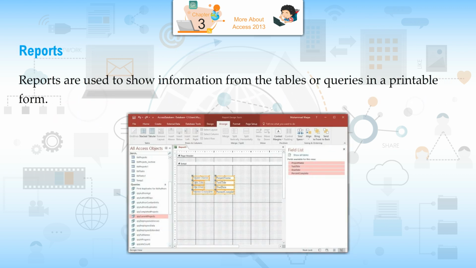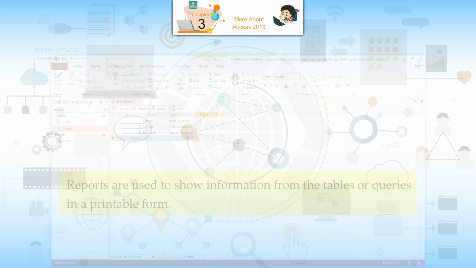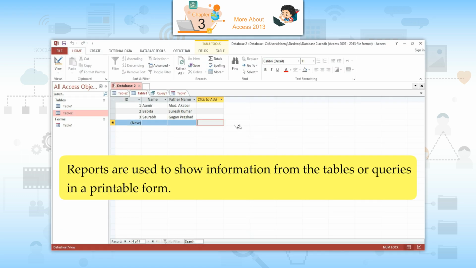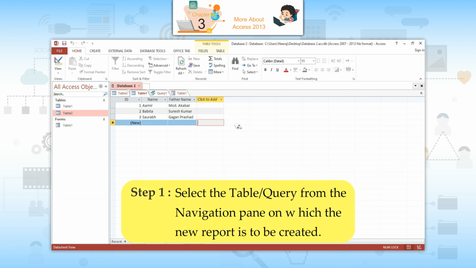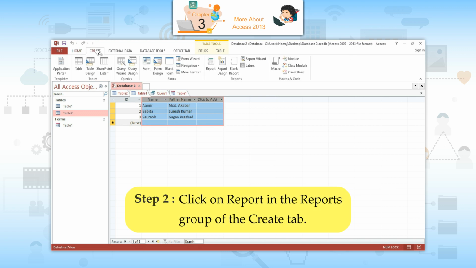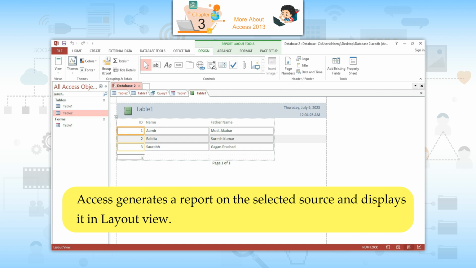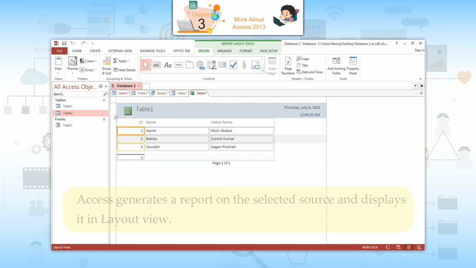Reports. Reports are used to show information from the tables or queries in a printable form. Creating a report. Step 1. Select the table or query from the navigation pane on which the new report is to be created. Step 2. Click on Report in the Reports group of the Create tab. Access generates a report on the selected source and displays it in Layout view.